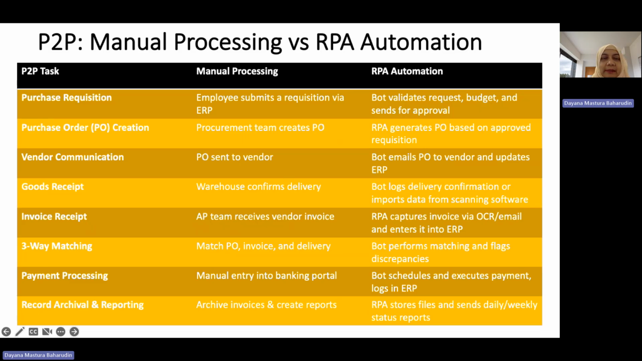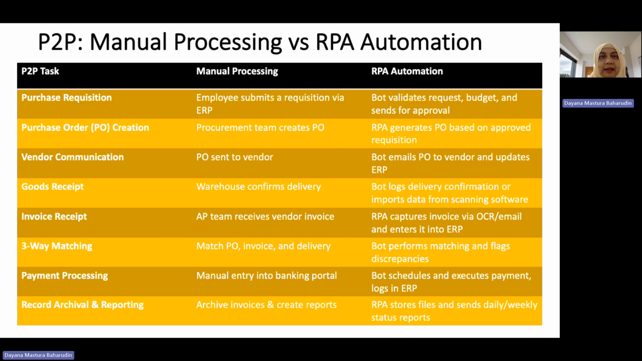Then invoice receipt. The AP team, accounts payable, receives the vendor invoice. The RPA bot will capture the invoice by OCR. Remember in our previous video we talked about OCR, which is the eyes of the robot. They don't have eyes, so they have OCR. The OCR tool will extract the data and enter it into the ERP system. Then we have three-way matching. In manual processing, the human matches the PO, invoice, and delivery. With automation, the bot performs the matching and flags any discrepancies.